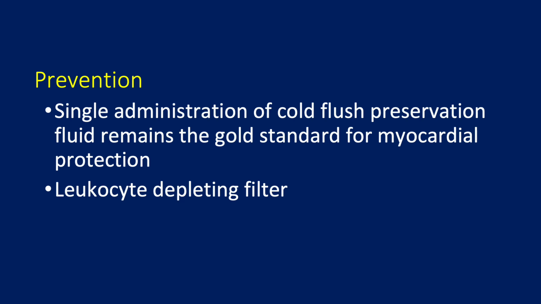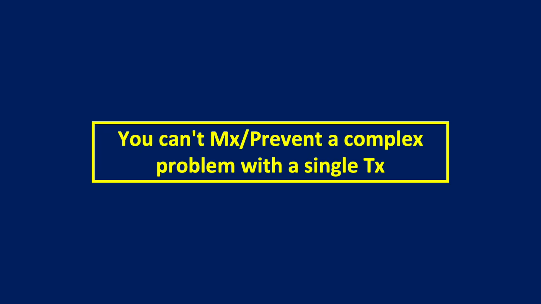So how do we prevent primary graft dysfunction? So far, evidence suggests a single administration of a cold flush preservation fluid remains the gold standard for myocardial protection, but also the use of leukocyte depletion filters has been suggested. However, the problem remains you can't manage and prevent a complex problem with a single treatment.